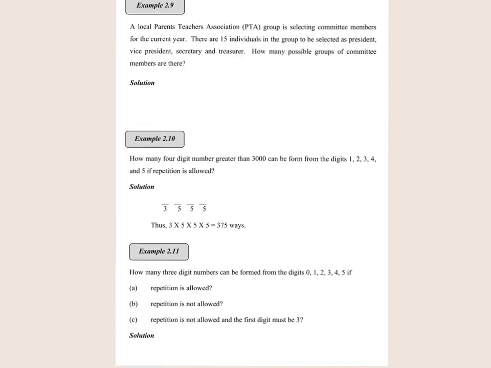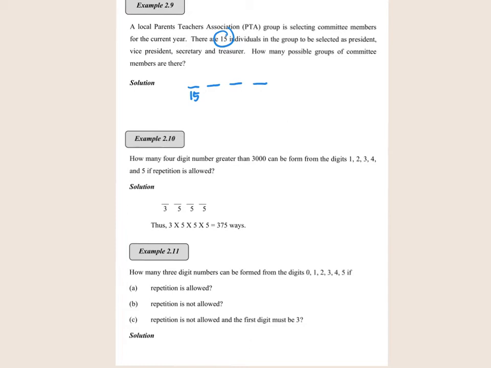For example 2.9, a local parents-teacher association PTA group is selecting committee members for the current year. There are 15 individuals in the group to be selected as president. So the first slot is for president. Next ones are for vice president, secretary, and treasurer. How many possible groups of committee members are there? Okay, so since we have 15 individuals, first we are going to select the president. So there are 15 different individuals who can be selected as president.